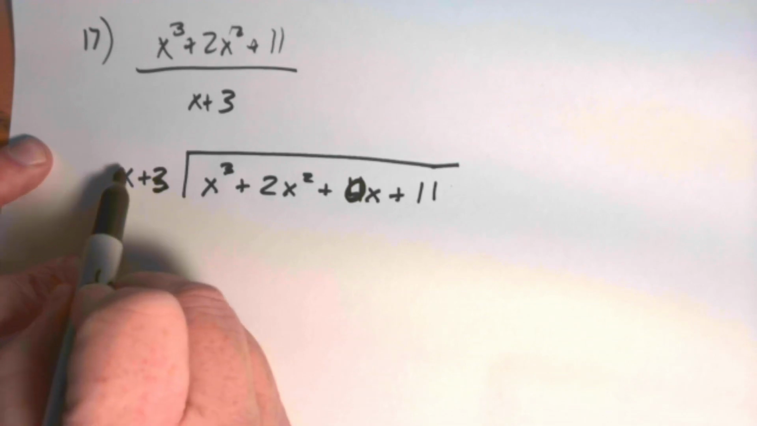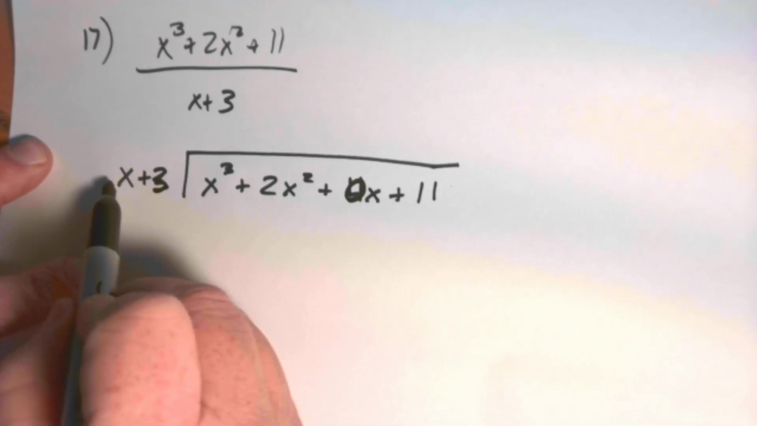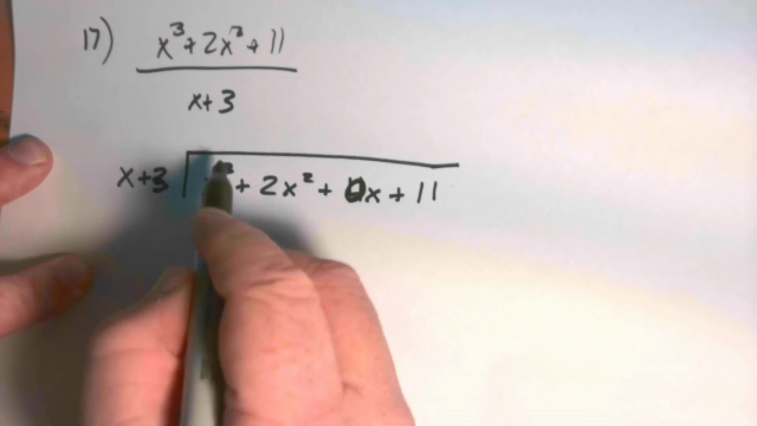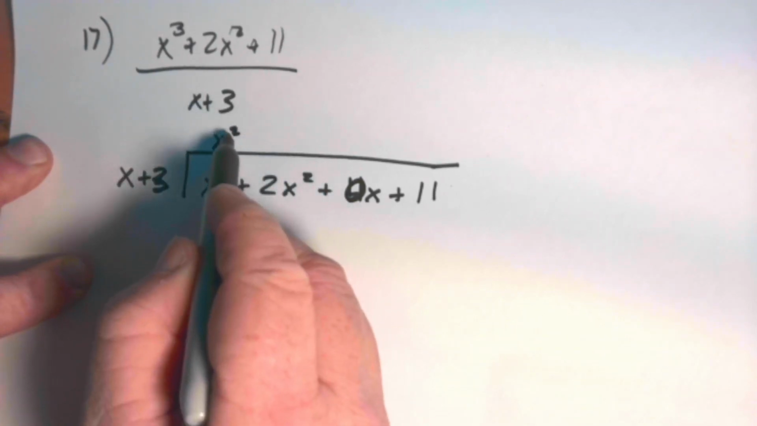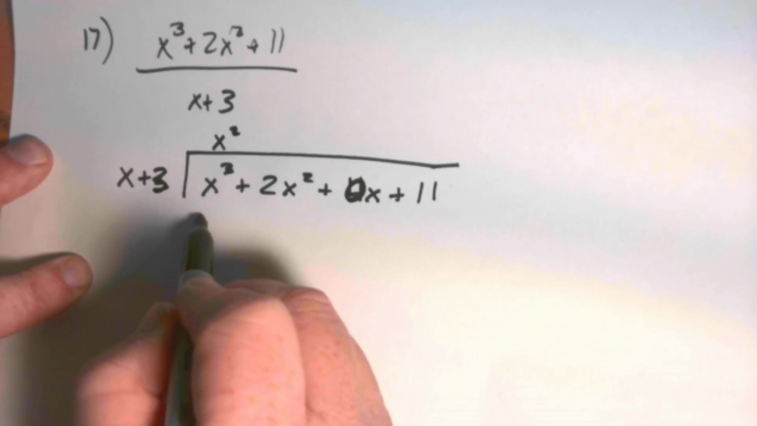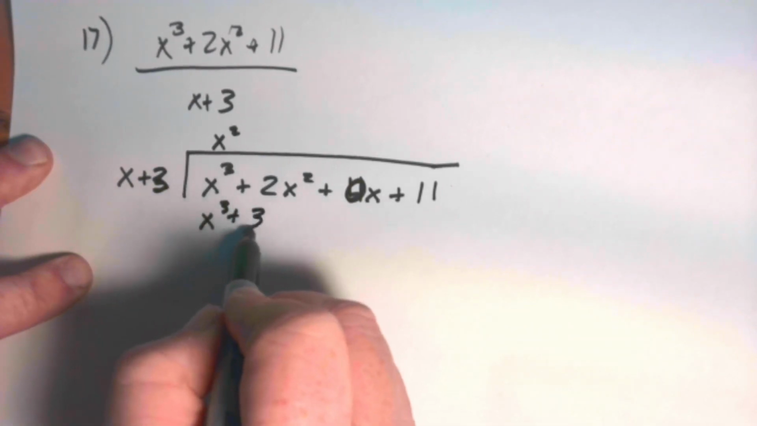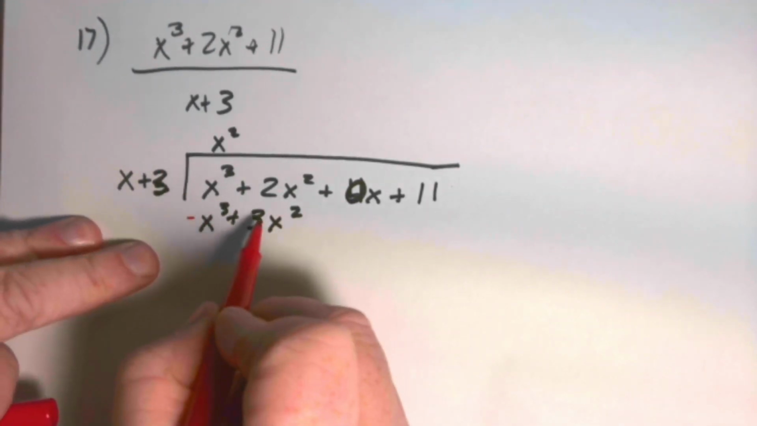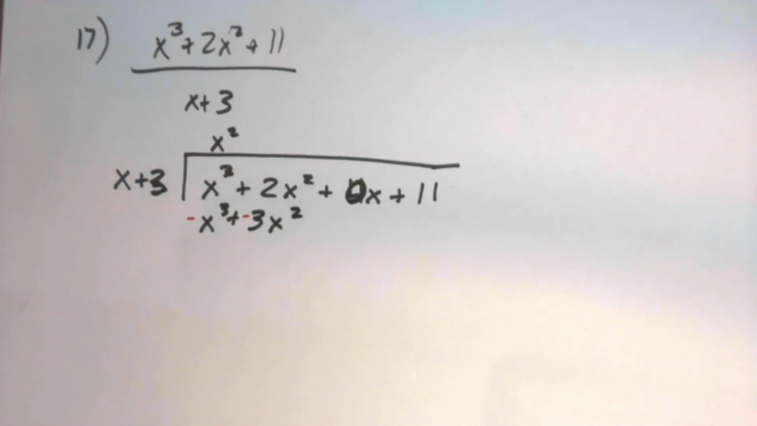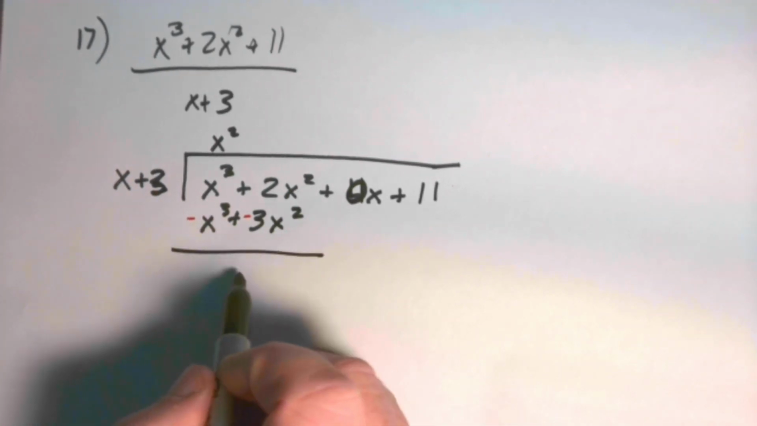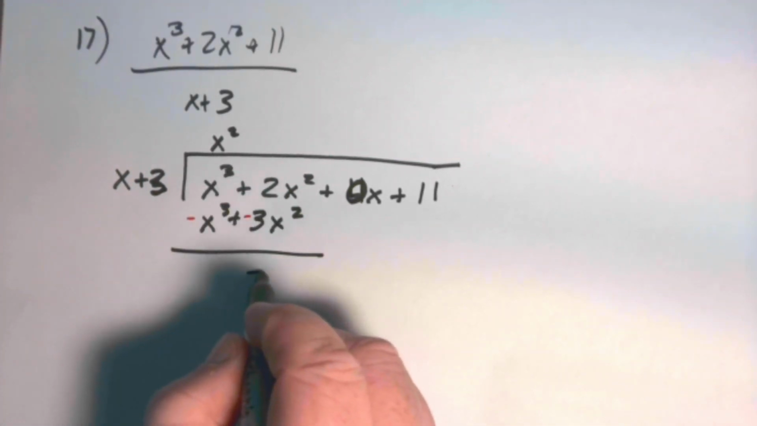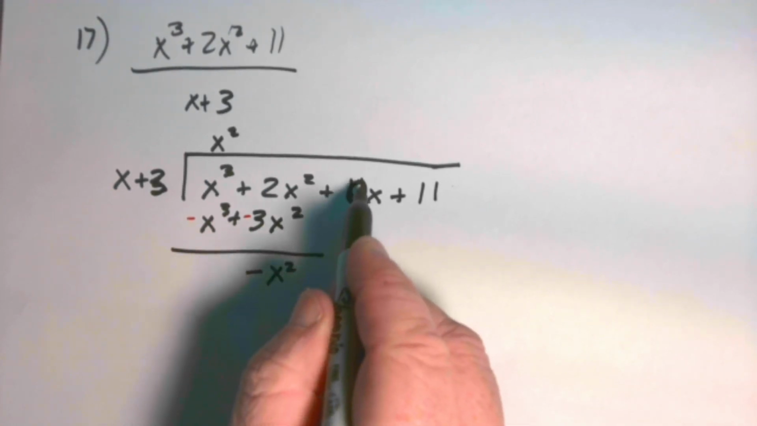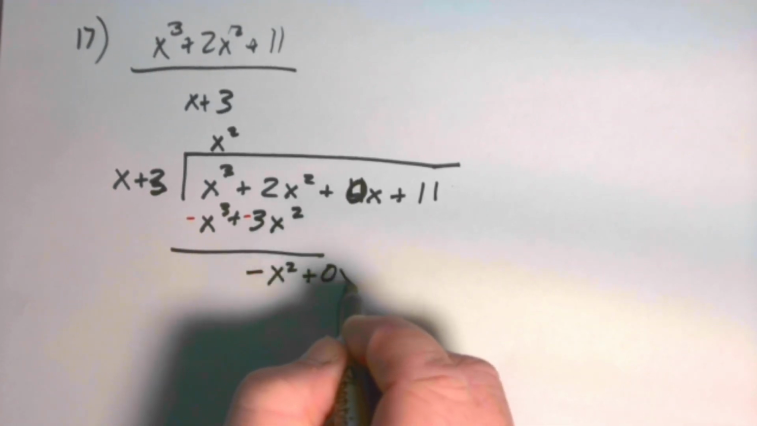So I want to look at just this leading term here, just the x. What do I have to multiply x by to get x cubed? Well, that's going to be x squared. So when I multiply x squared times x plus 3, I get x cubed plus 3x squared. And then I need to subtract here, so I'm going to change the signs on here and make those negative. Then I'll add these together. So the x cubes cancel out, and I'm left with negative x squared. And then I'm going to go ahead and bring down the 0x.